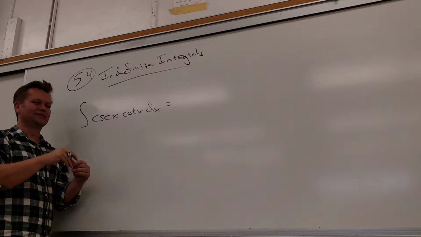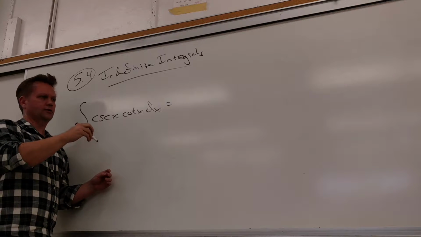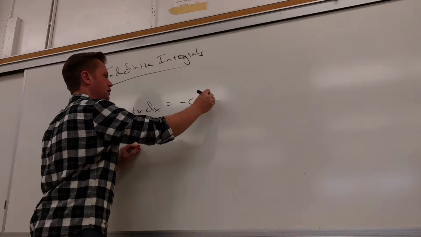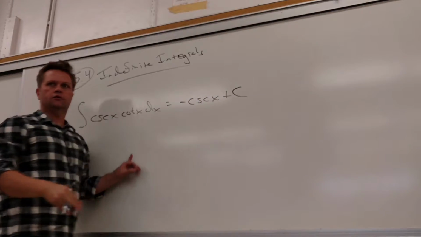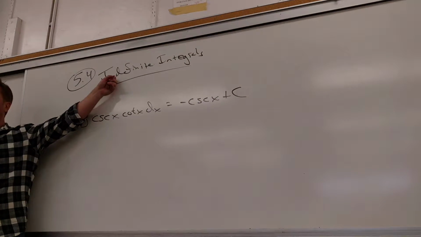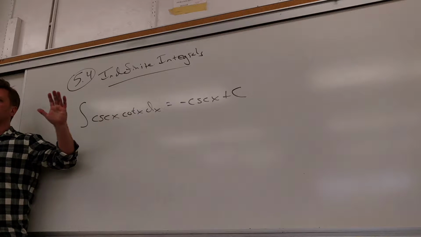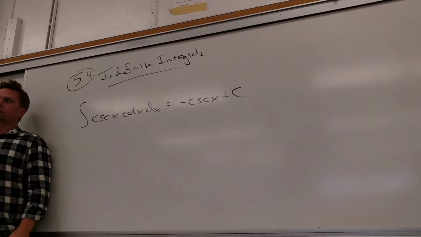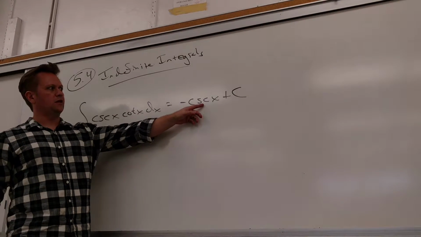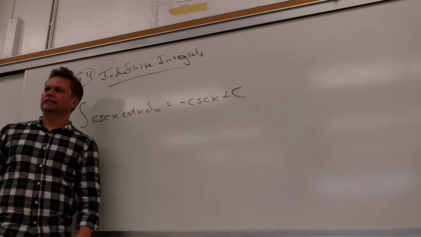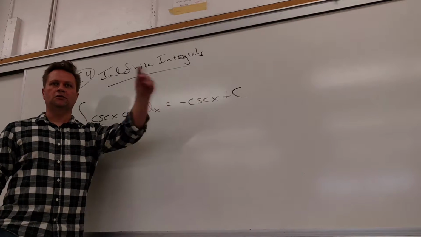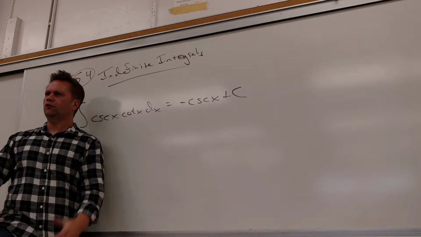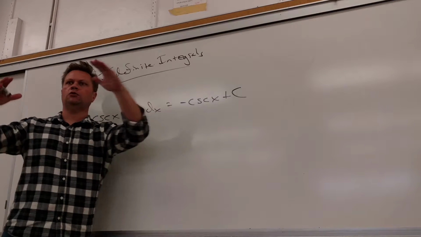Yeah. Negative cosine. Negative, yeah. Good. Negative cosecant x plus c. So an indefinite integral represents, you're going to love this, a family of functions. One member of this family is negative cosecant x plus 7. Another member is negative cosecant x plus pi. And so forth.